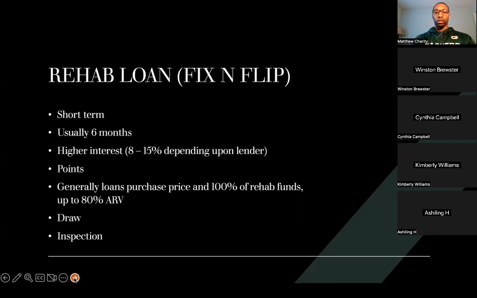But there's one lender I know of, and there's probably more out there, just one that I know of, one of our vendors who purports to give you 100% of the purchase price and 100% of the rehab funds. But I think in their case, it's up to 75% of ARV.